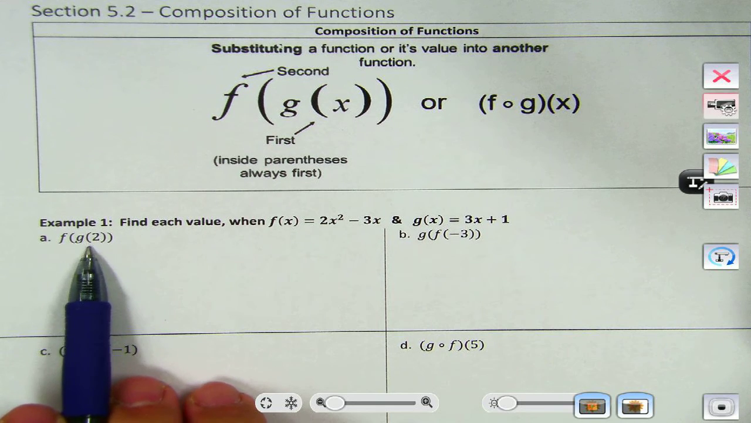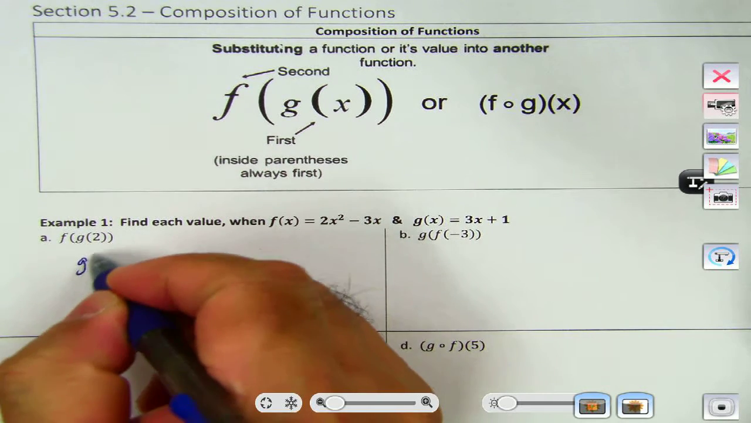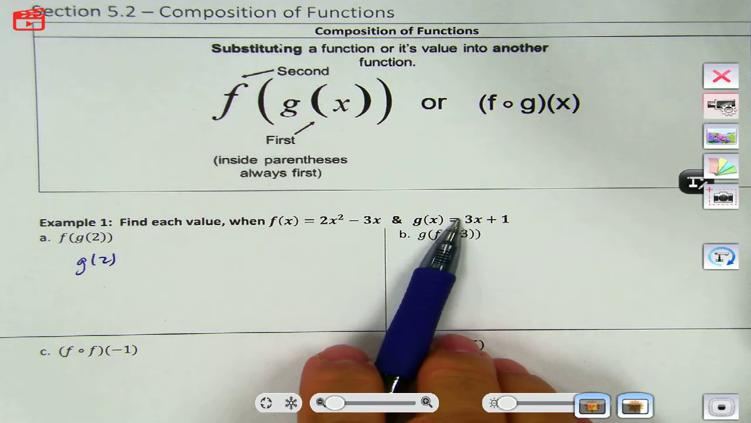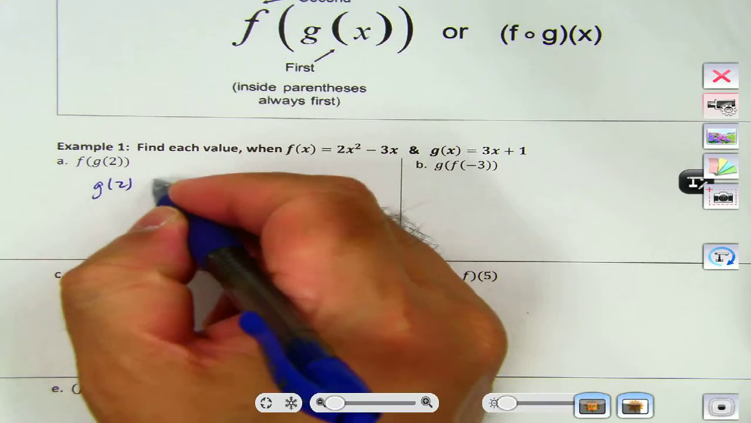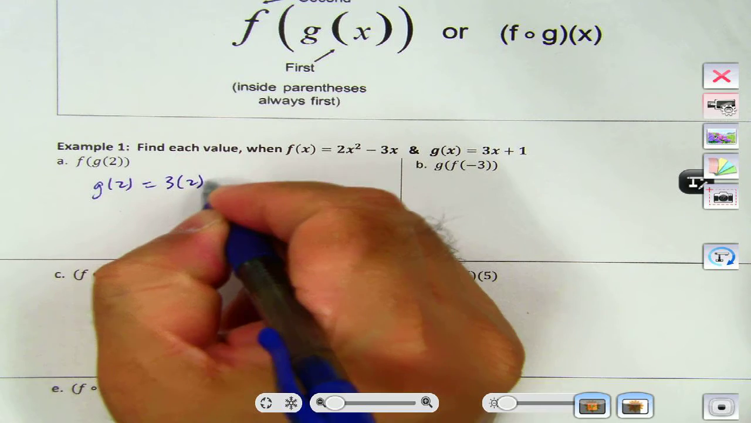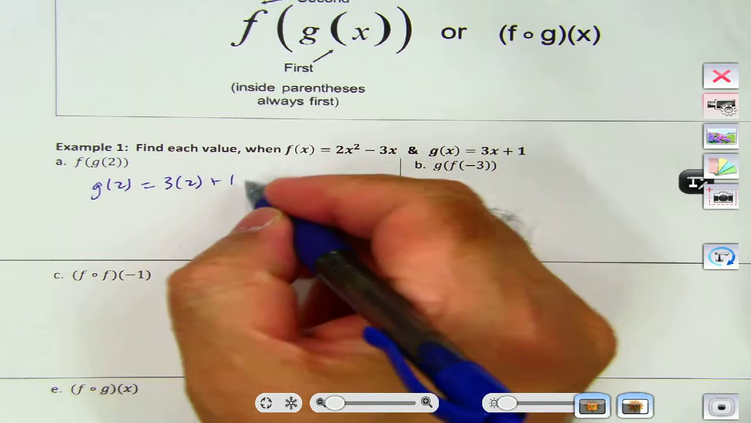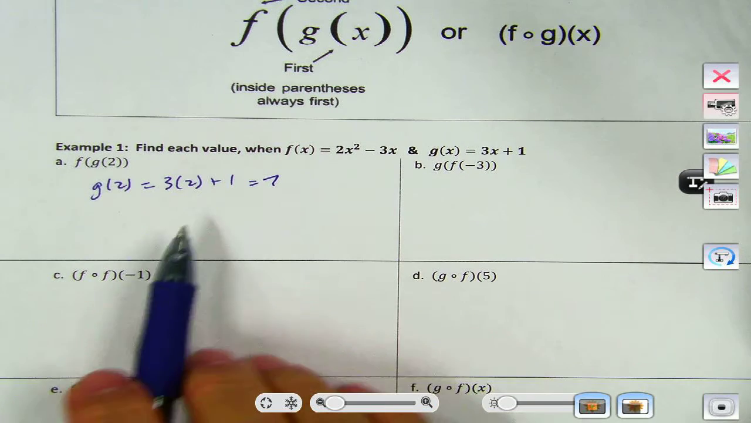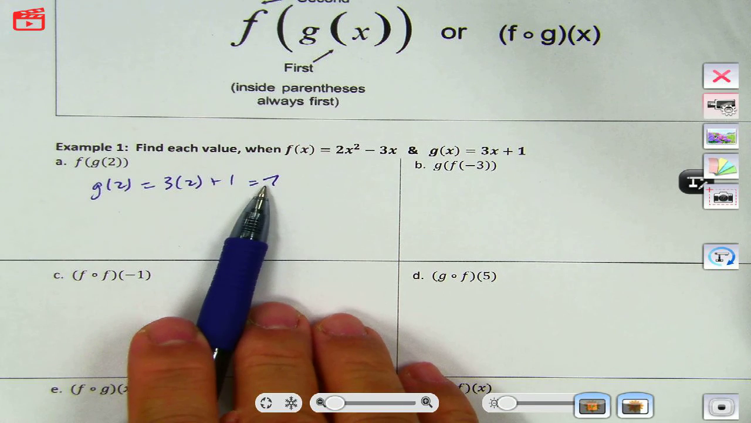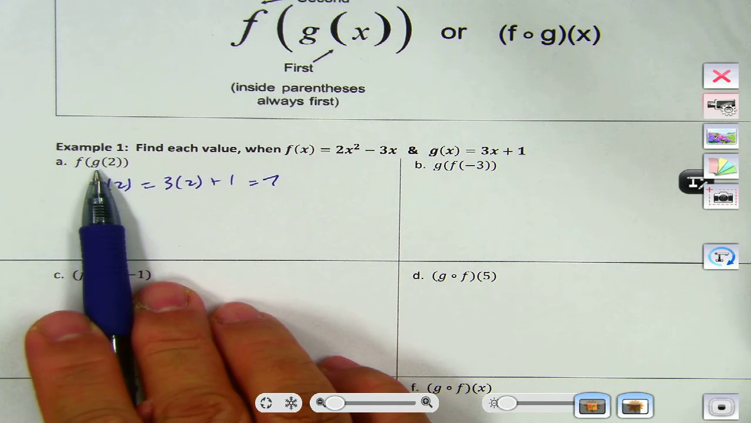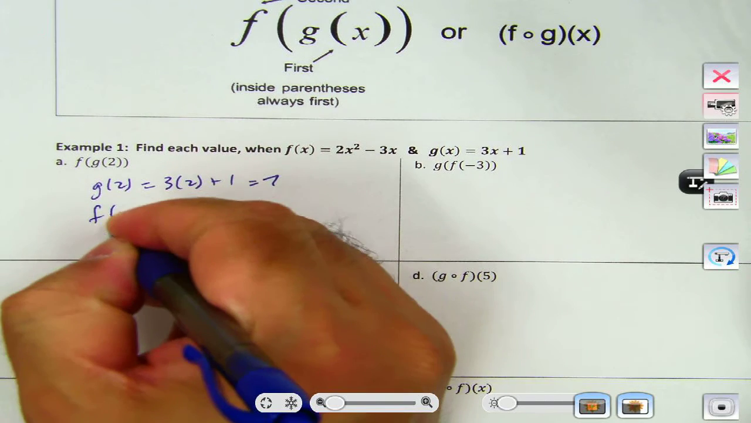So what you want to do is calculate g of 2, and you're going to use the g over here. It's 3x plus 1. So it's going to be 3 times 2 plus 1. So you're just substituting 2 for x. So that comes out to be 7. And now we're going to take this value and put it into f. So now we're finding f of 7.